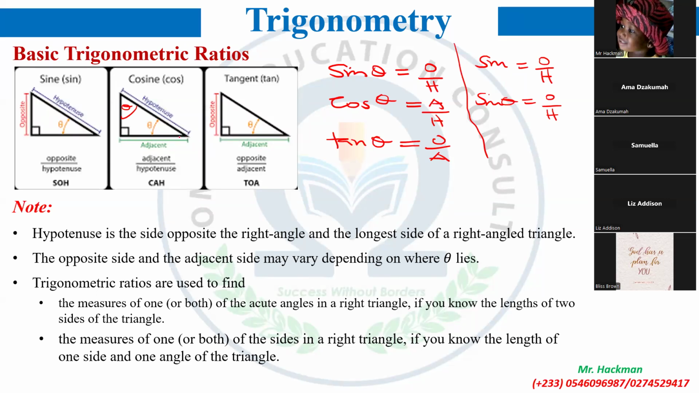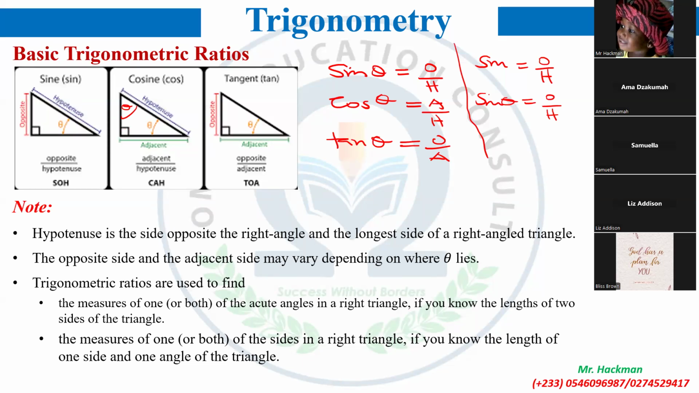Okay, what will this side be? If this is theta, opposite. It will be the opposite. And this time around, this rather will be what? The adjacent. Is that clear? Yes. So that's the more reason why I said the adjacent and the opposite are not fixed.